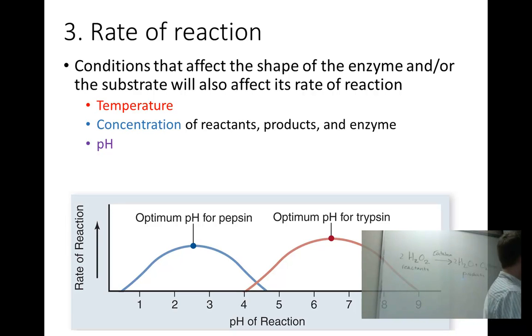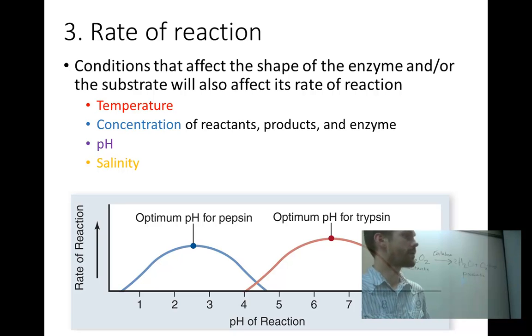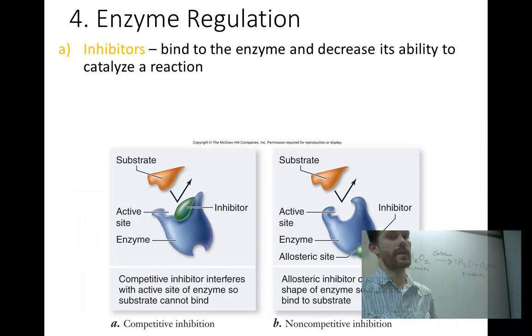Okay? Where do you think you'd find trypsin? Yeah, it's in your small intestine or duodenum and released by the pancreas. And there the pH is closer to 7, so it's going to work better there. If you put trypsin in the stomach, it's not going to work very well because it's too acidic. Another one is salinity. How salty or how many ions are in a solution will also affect the rate of the reaction.